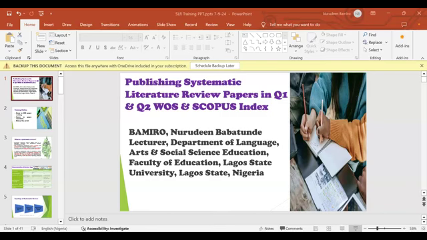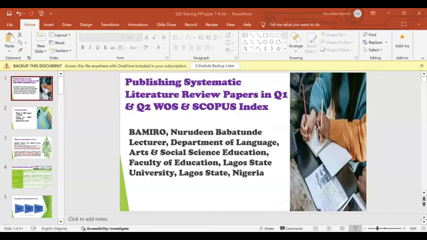Because one thing is knowing how to write the paper, and another thing is knowing what the reviewers for the Scopus and Web of Science journals want in the papers, and your ability to navigate it and work smart is going to give you leverage when publishing. So that is another reason why we want to look at how we can publish with ease.